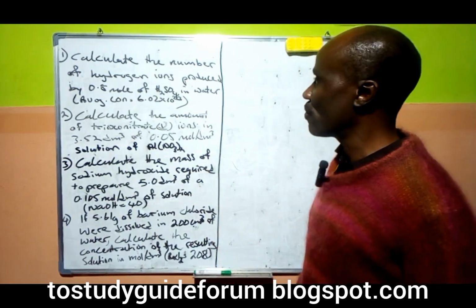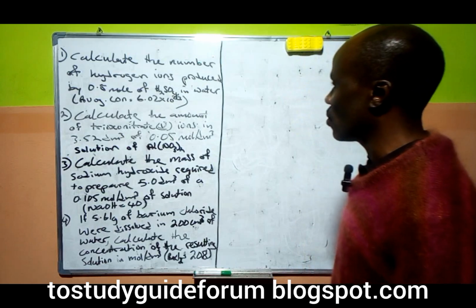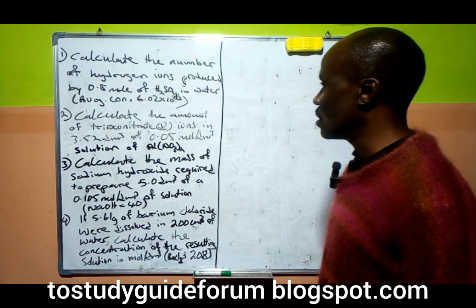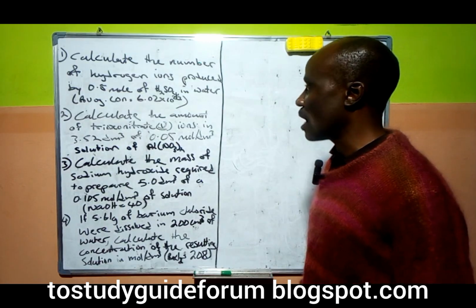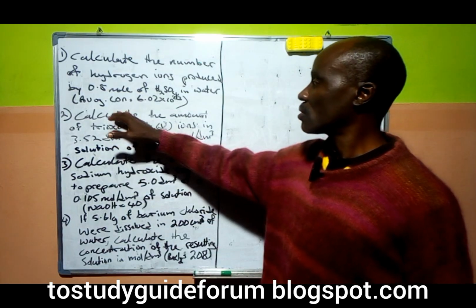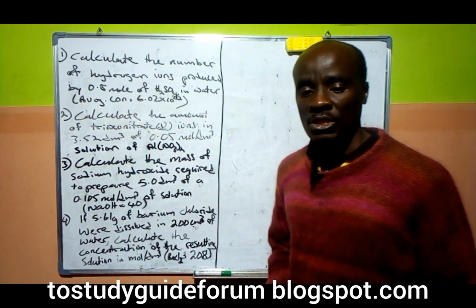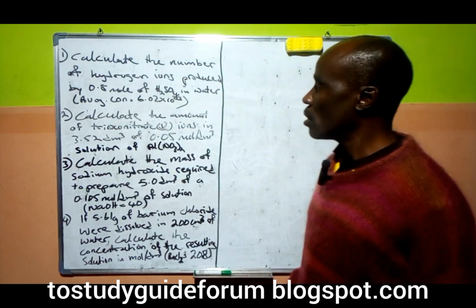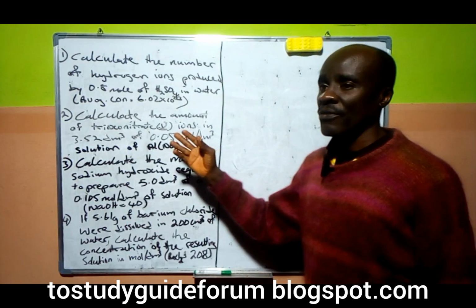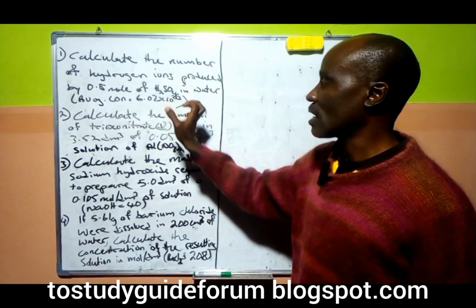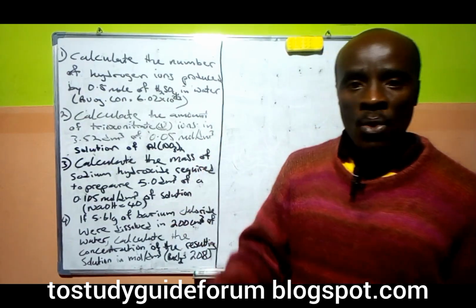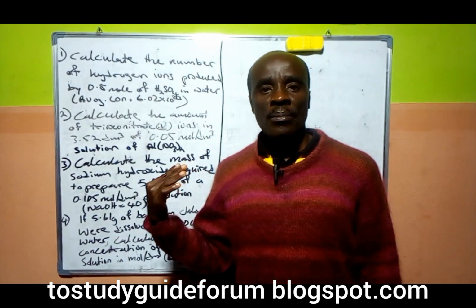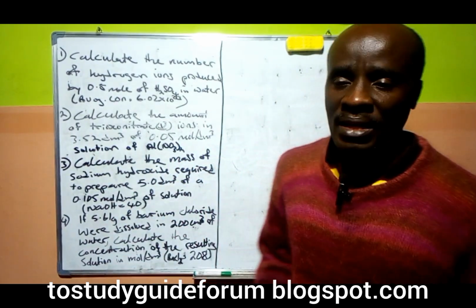In this question, the first one says: calculate the number of hydrogen ions produced by 0.8 moles of tetraoxosulphate acid in water. Now we have Avogadro's constant to be 6.02 times 10 raised to the power 23. Remember, according to Avogadro, this number stands for 1 mole of any entity, could be ions, molecules, compound, atom, as the case may be.